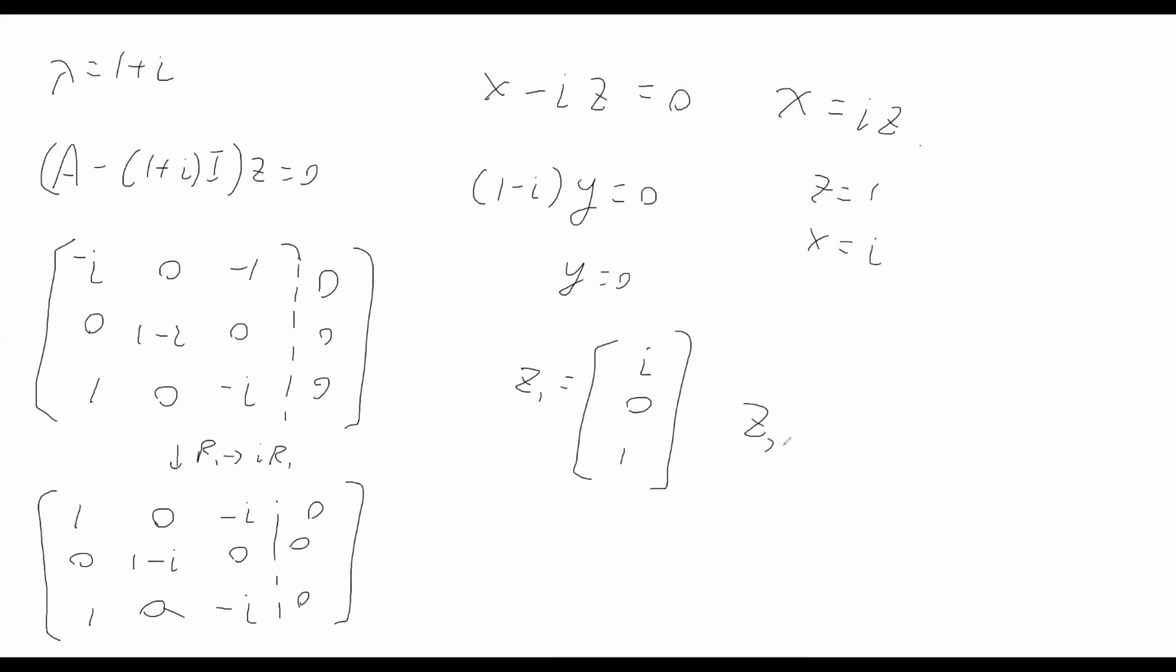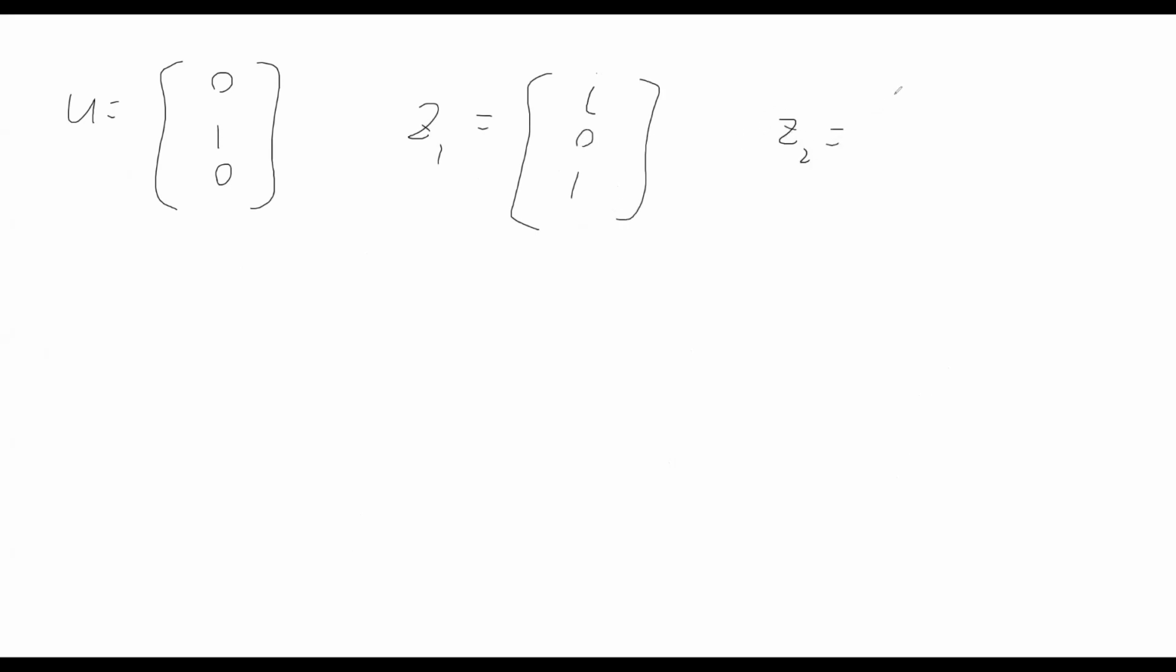All right, and z2 will just be the conjugate of that, negative i, 0, 1. So first, we have 0, 1, 0, and z1 is i, 0, 1, and then z2 is negative i, 0, 1, right? Whereas the lambda here is 2, and this is 1 plus i, this is 1 minus i. All right, and let's put them in real form.